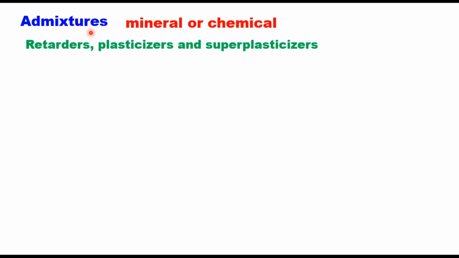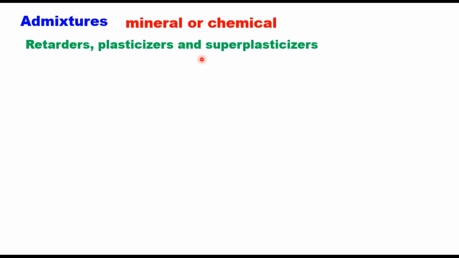Admixtures in concrete. There are two types of admixtures. One is mineral admixtures, other is chemical admixtures. Mineral admixtures, as I told you, can be in the form of fly ash, silica fume, or granulated blast furnace slag. And chemical admixtures are used for getting the desired property of the mix. And these chemical admixtures can be retarders, plasticizers or superplasticizers.